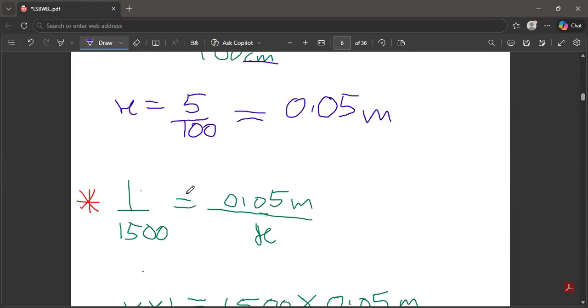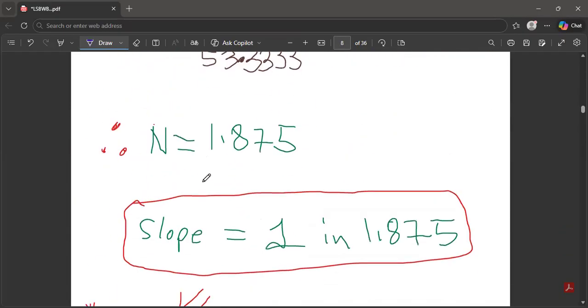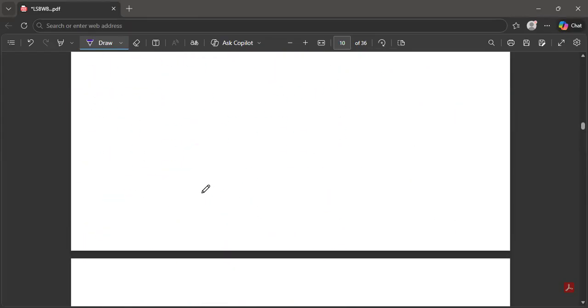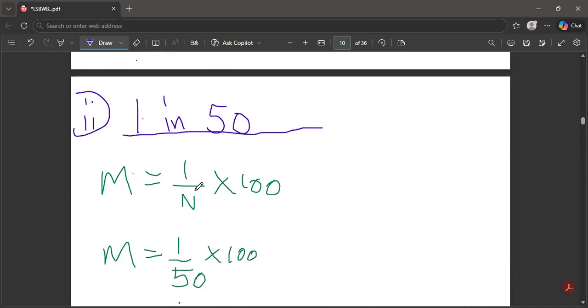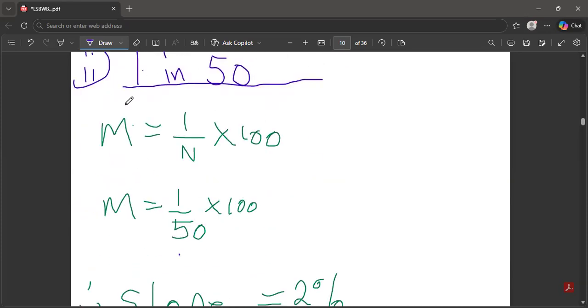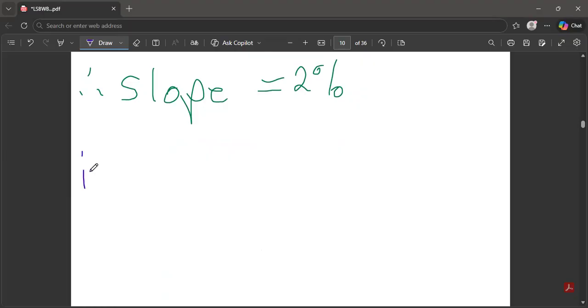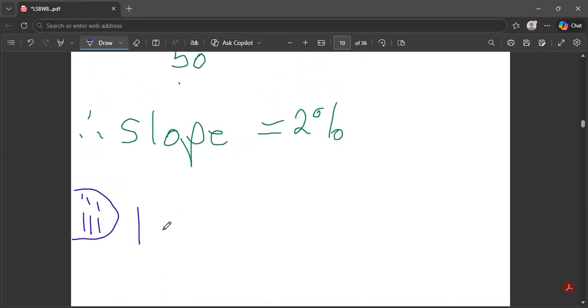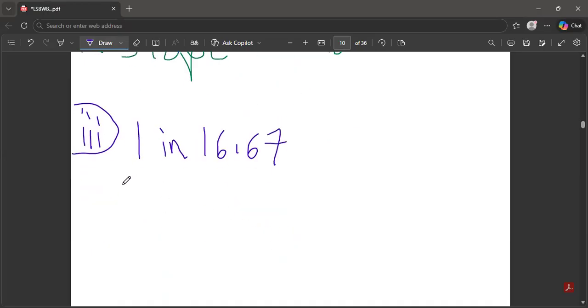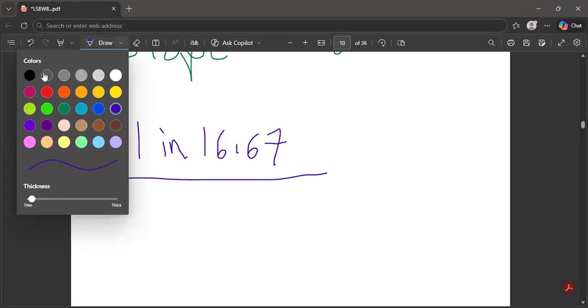All right, so let's proceed. We had 2%. So let's proceed with I. That is one in 16.67. Now this is the one we're converting now. So we are quickly going to work on that and proceed.